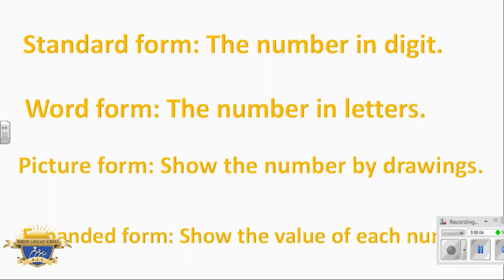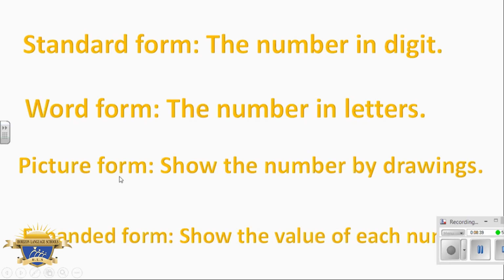Okay, now we'll make a review on the forms of the number. We have 4 forms. The first one is standard form, which is the number in digits, just numbers. Word form is the number in letters. Then the picture form.